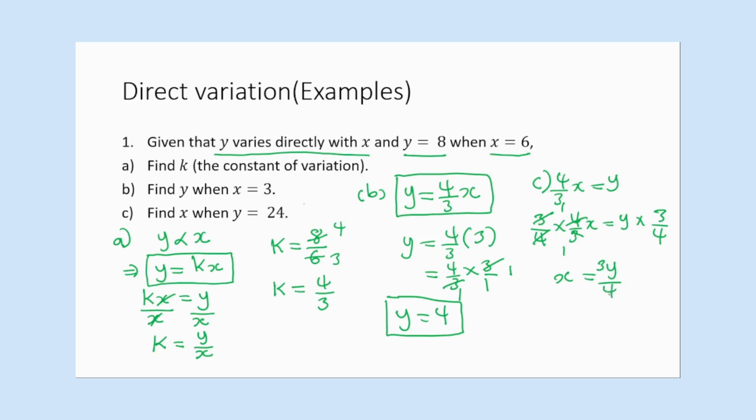3y over 4. Now the question wants us to find the value of x when y is 24. Where is y? You're going to substitute it with 24. 4 there 1. 4 into 24 divided by 4 will give us 6. 3 times 6 will give us 18. Therefore, x will be equal to 18. That is that about, for this particular problem.